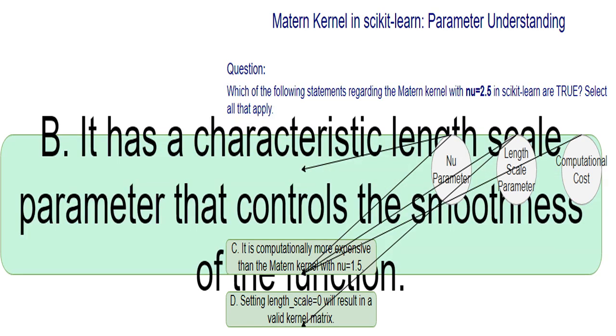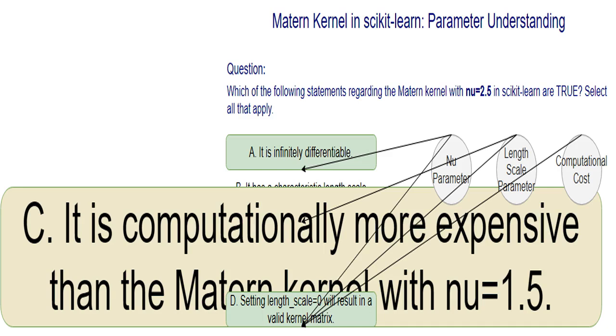Correct again. The computational cost increases with nu due to the complexity of calculations required. Because 2.5 is greater than 1.5, the calculations for the Matern kernel with nu equals 2.5 are more complex, hence more computationally expensive. This statement is false. Setting the length_scale to 0 creates problems. It makes the kernel matrix singular, or non-positive definite, which means you can't use standard Gaussian process techniques. The calculations simply break down.